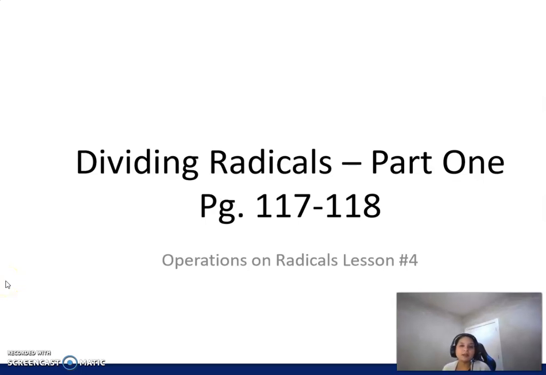Today we're going to learn about dividing radicals, and this is one of two lessons in your workbook. We're starting with page 117.